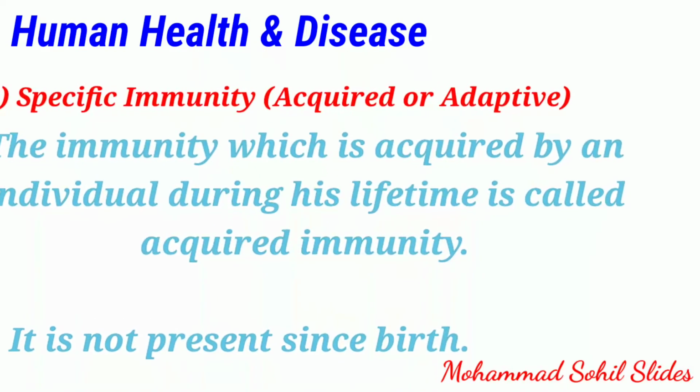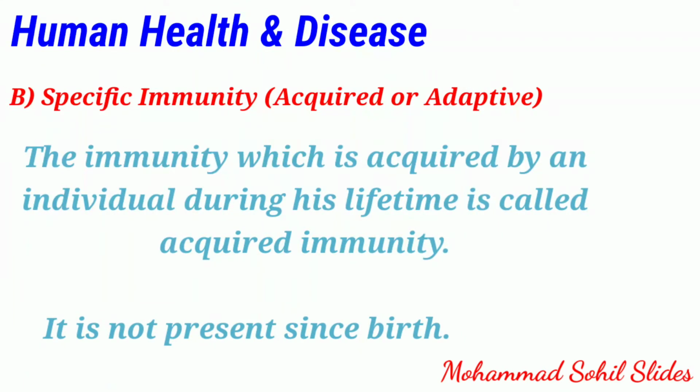Now coming to the second type of immunity, that is acquired immunity, which is also called as adaptive or specific immunity. The immunity which is acquired by an individual during his lifetime is called as acquired immunity. It is also known as specific immunity because specific antibodies or lymphocytes are produced for a specific antigen. It is not present since birth.